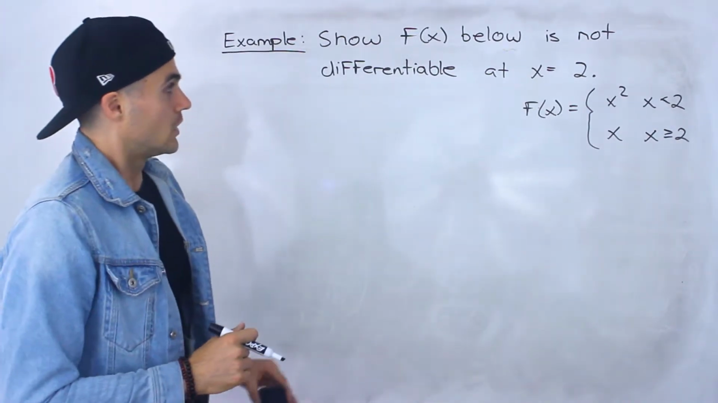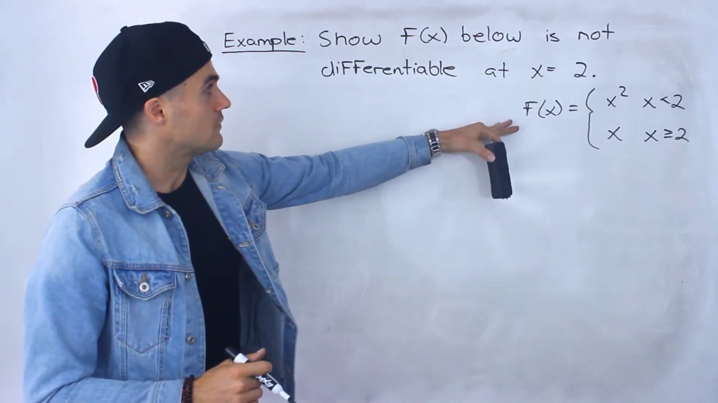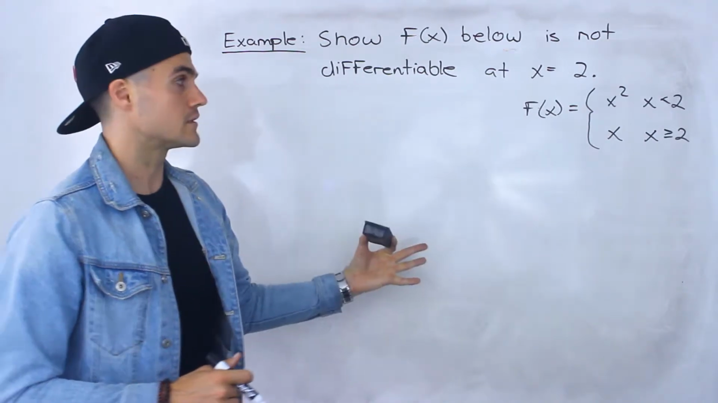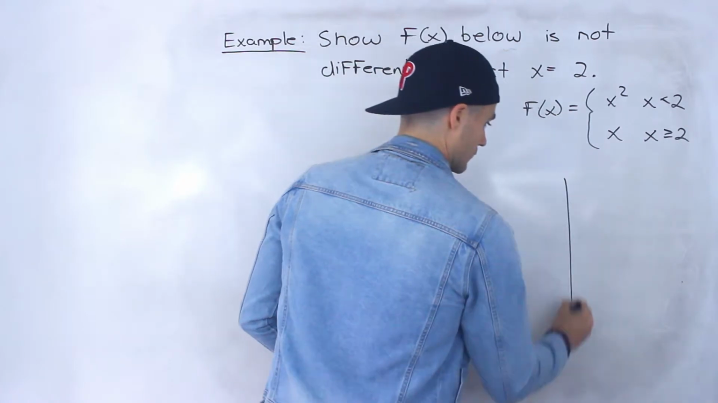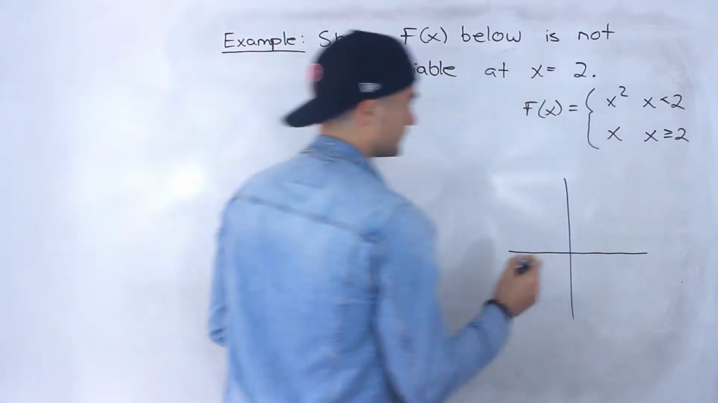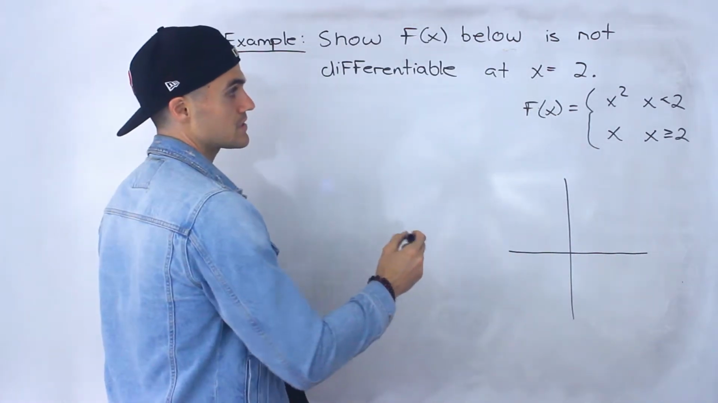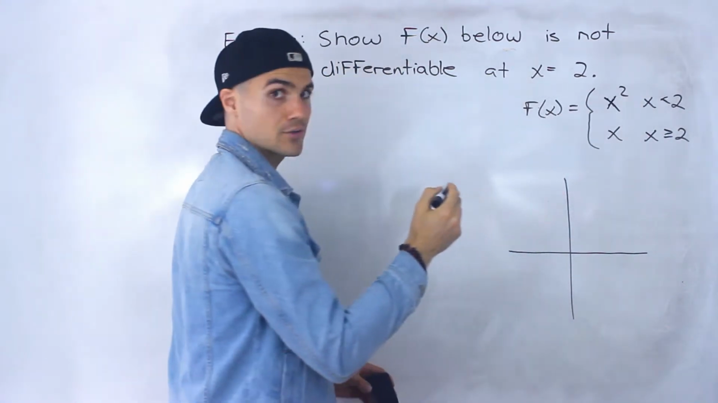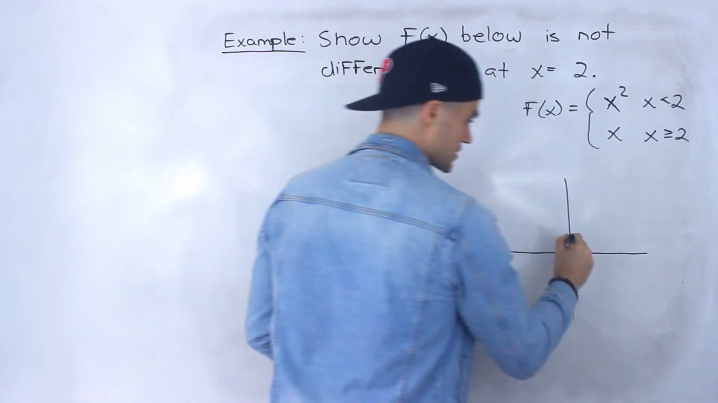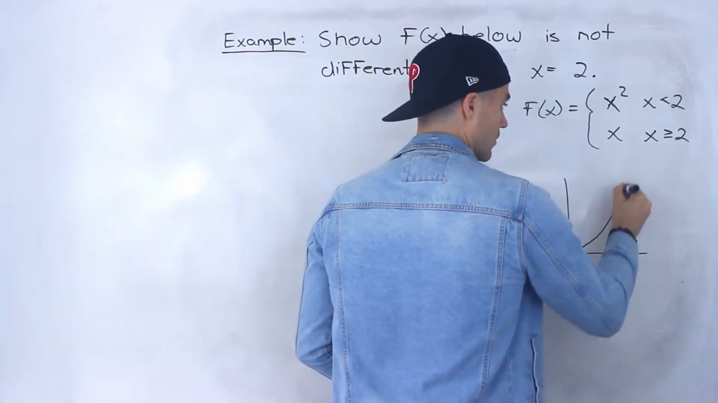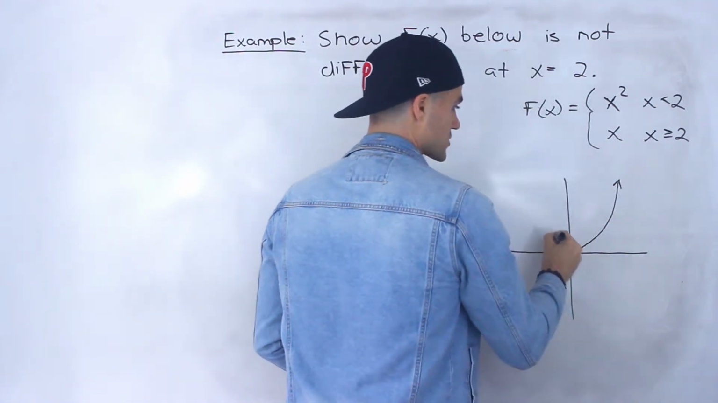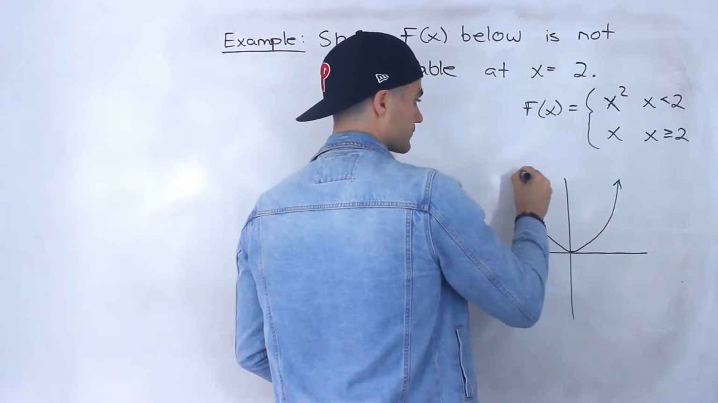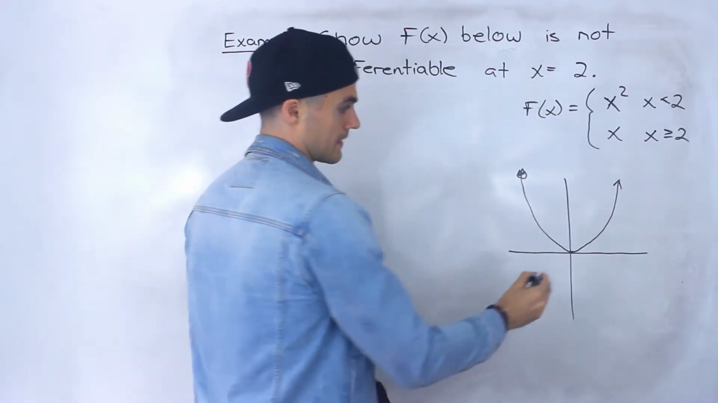So we got this piecewise function here. First thing I'm going to do is graph it. It's not too complex, luckily. Notice that this function is defined by x squared when all the x values are less than 2. So I'm actually just going to draw a parabola x squared for now, which just looks like that.